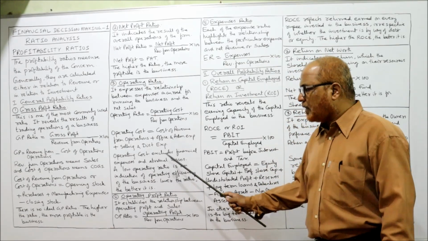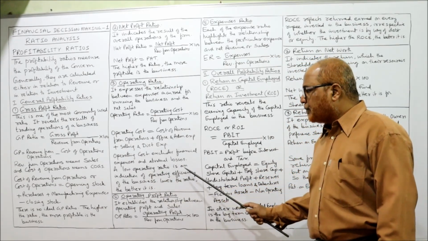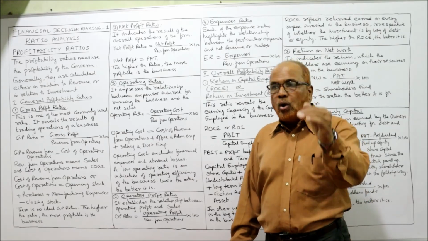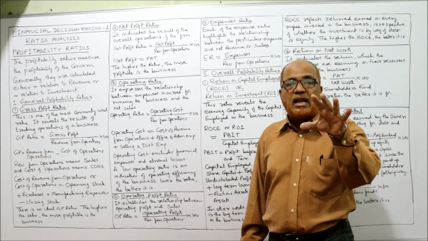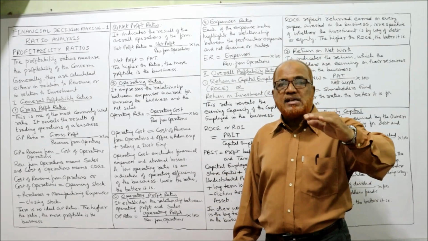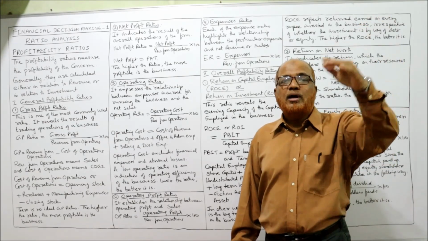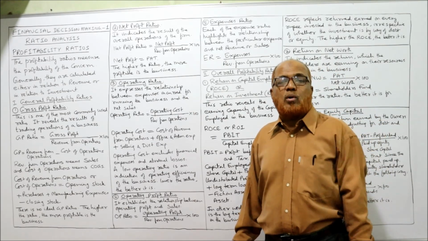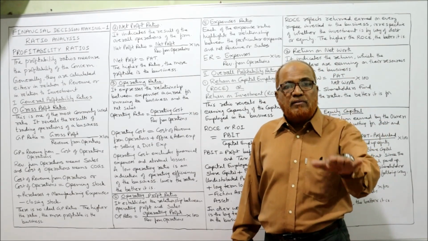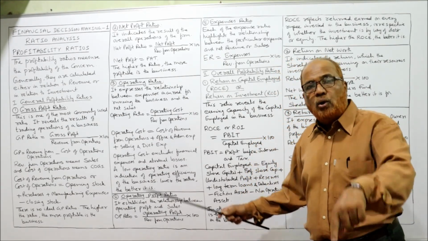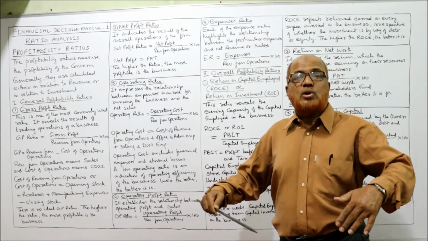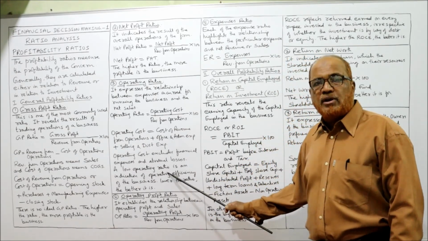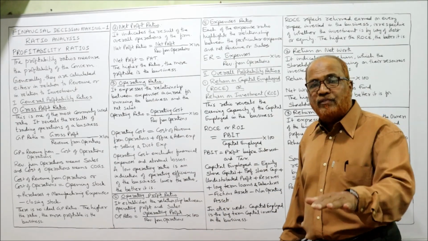A low operating ratio is an indication of operating efficiency of the business. So a low operating ratio is desirable. If a business has a high operating ratio, it means the business is inefficient. The expenditure is more, so profitability will come down. If we have a low operating ratio, it shows the business is efficient. So it is desirable to keep this ratio at a low figure.